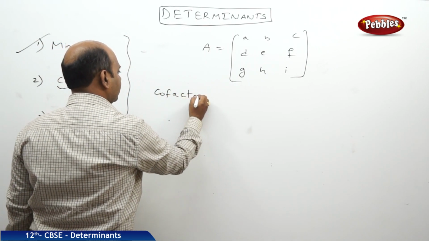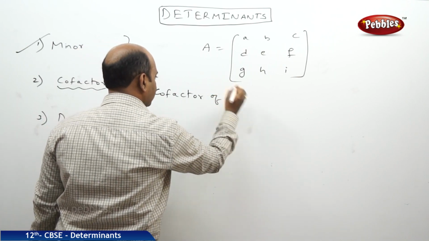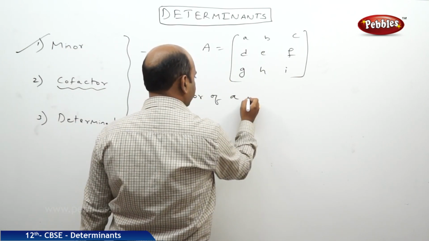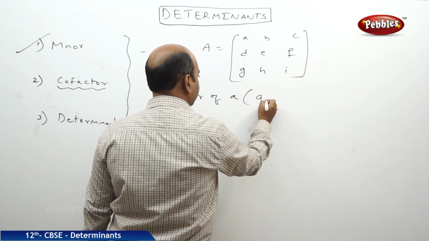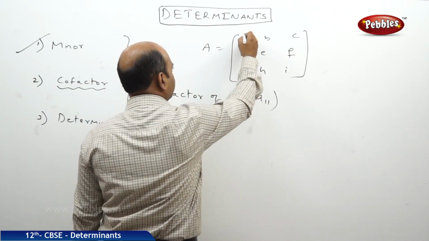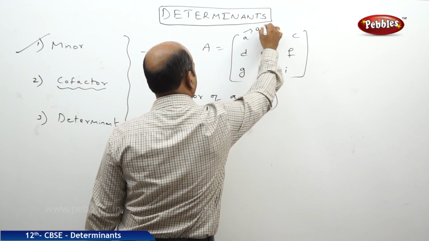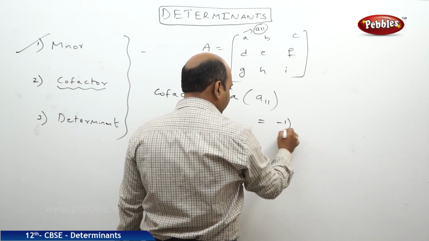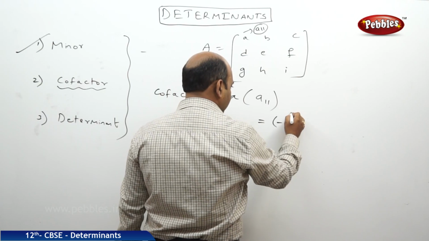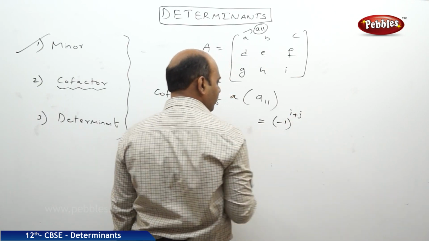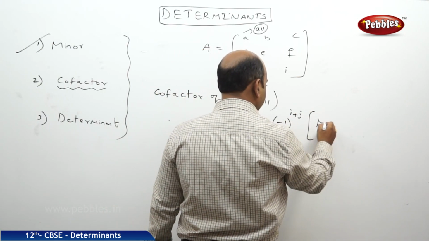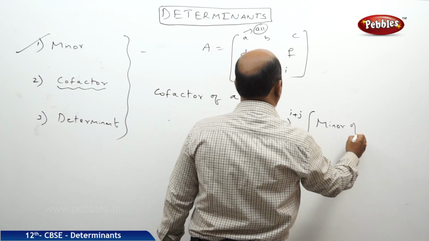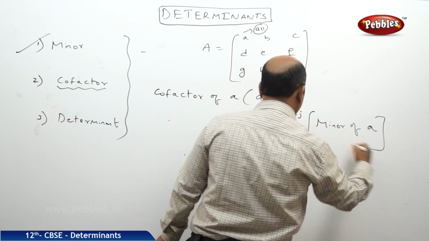Cofactor of small a. Small a is in which element position? A11. That means this position is what? A11. It goes like this: minus 1 to the power i plus j into minor of A.